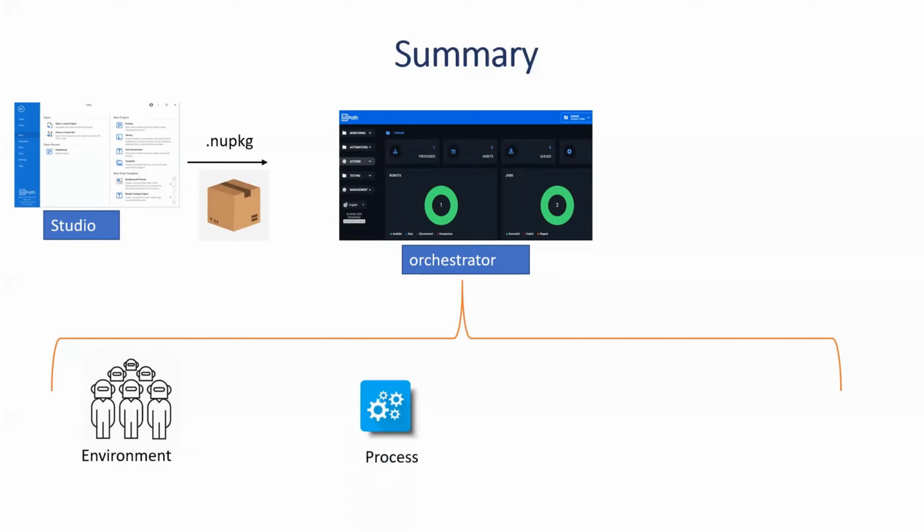Next, the process is assigned to the environment. So which is this process? The process which we have written in the Studio, let's say it is for the logistics environment. So we will assign the process to this environment. Next, this nugget, whatever nugget we deploy, it is called a process.